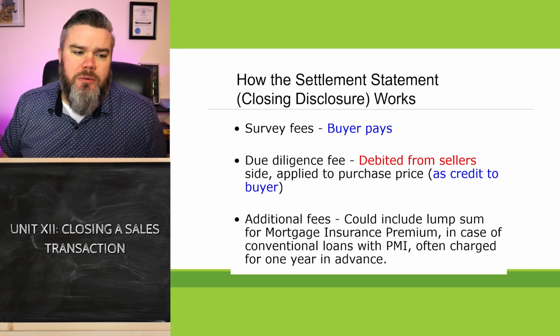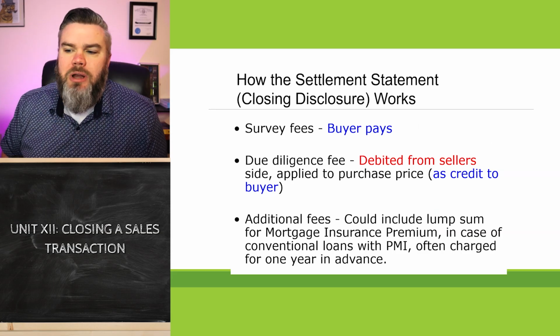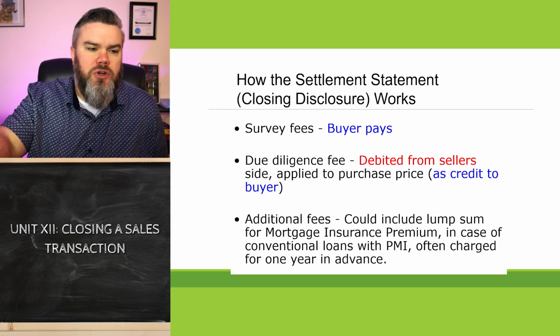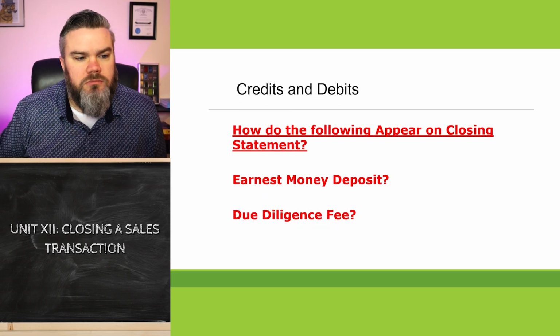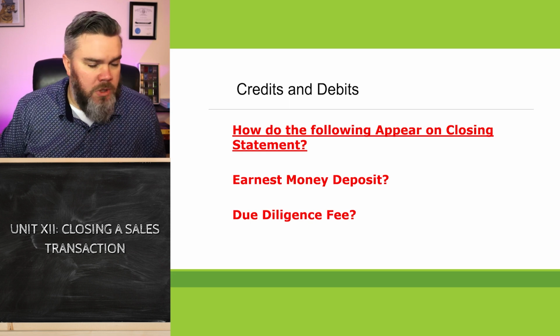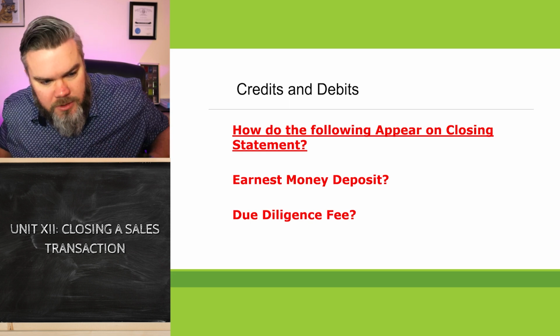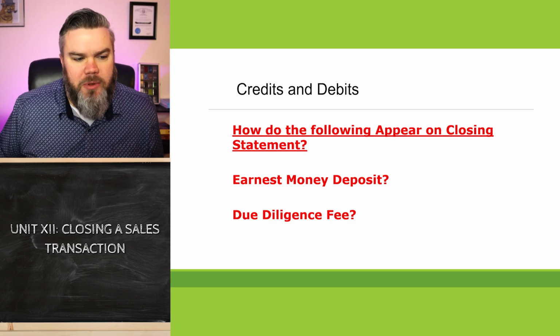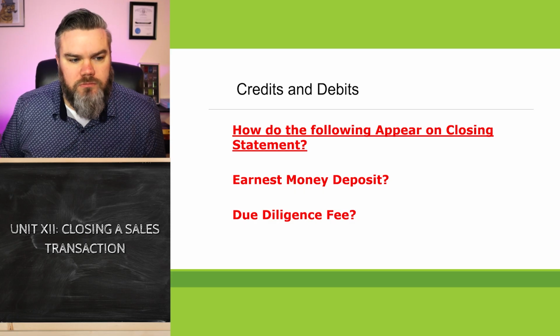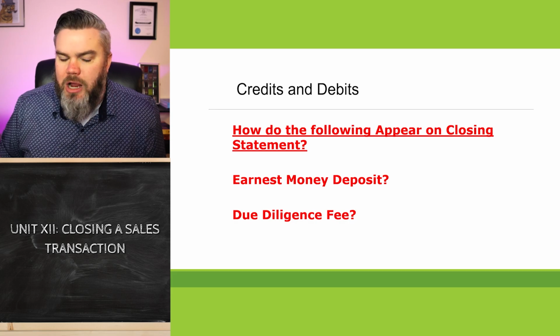And I will tell you, those are the biggest ones that you need to know. So I'm going to have you say it to me one more time, folks. How does earnest money show up on the closing disclosure? Yeah, single entry buyer credit. How does due diligence fee show up on the closing disclosure? Yeah, buyer credit, seller debit.